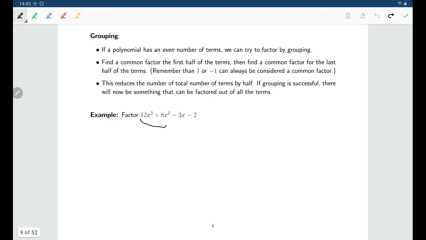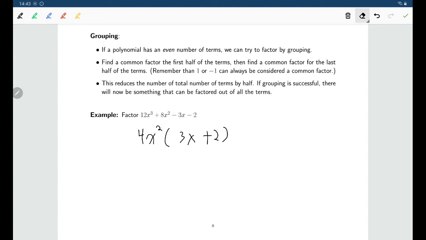But this is something with an even number of terms. So the idea here is that I'll be factoring out of the first half of the terms some sort of common factor, and I'll be factoring out of the second half of the terms some sort of common factor. So from the first two terms, 12x cubed plus 8x squared, I could factor out of those terms a 4, and I could also factor out an x squared. And so from the first two terms, if I were to factor out 4x squared, what that would leave me with would be a 3x in the first term and a plus 2 in the second term.